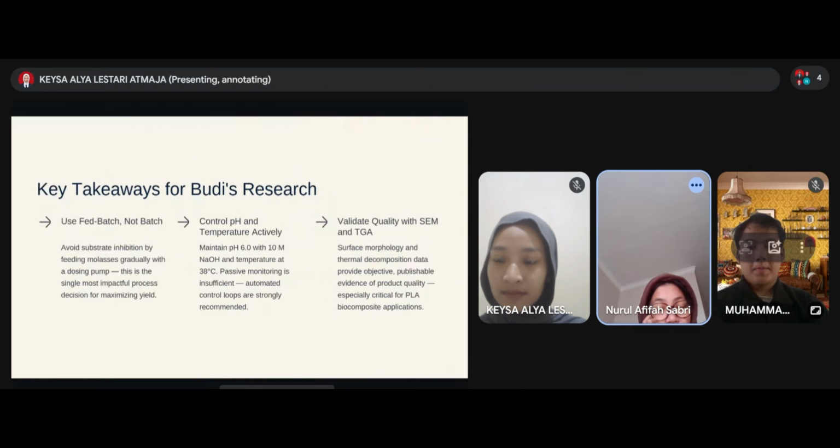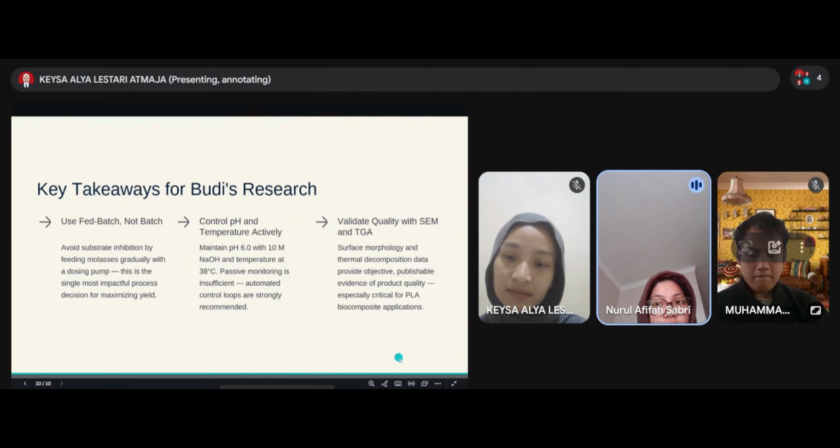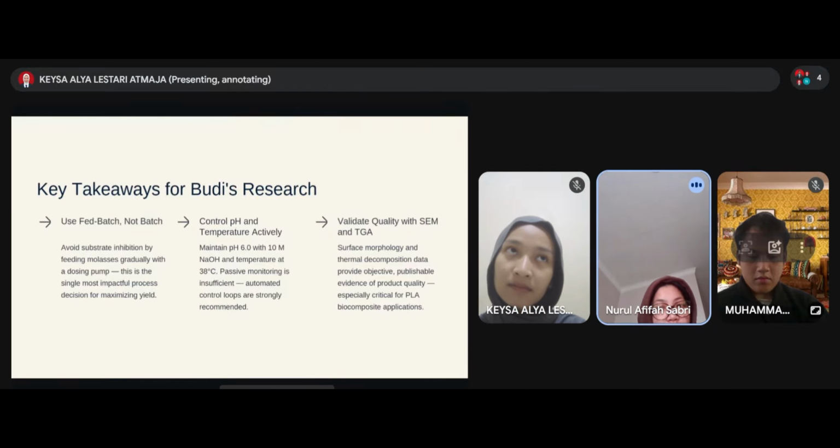And last, this slide highlights the key takeaways from the research. First, the fed batch method is preferred over batch because it helps prevent substrate inhibition and improves yield. Second, pH and temperature must be actively controlled, not just monitored. An automated control system is strongly recommended to maintain optimal conditions. Third, the product's quality should be validated using SEM and TGA. SEM provides information about surface structure, while TGA shows thermal stability. These analyses are important as scientific evidence to ensure the product meets quality standards, especially for applications like PLA bioplastics.